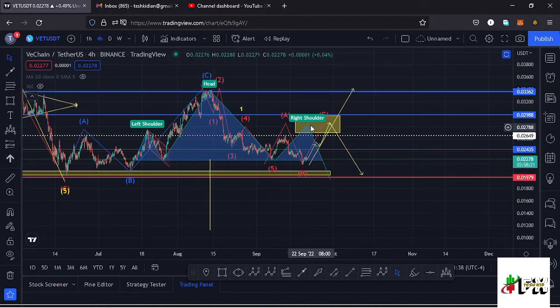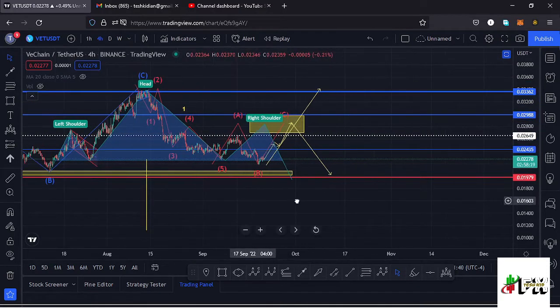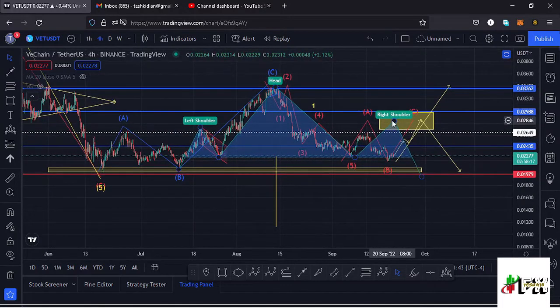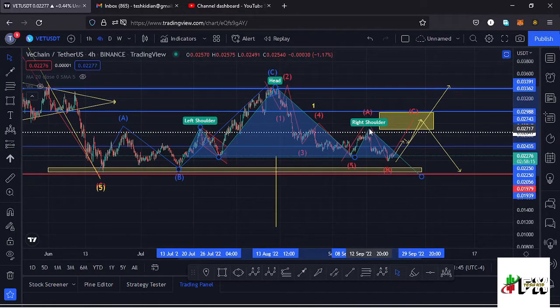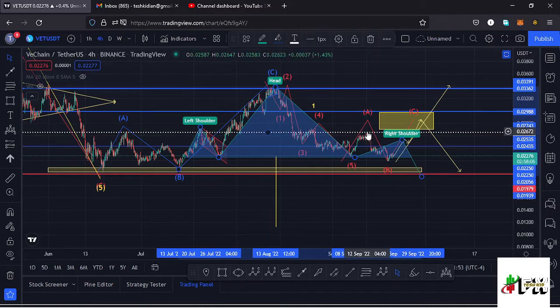So let's be patient and see how that plays out. It's also possible that maybe we are not going to maximize that yellow target area in the formation of a wave 2 over here, and this key area of resistance at around the $0.026 mark, which gave us rejection over here, and we are seeing a bit of a pullback down here.